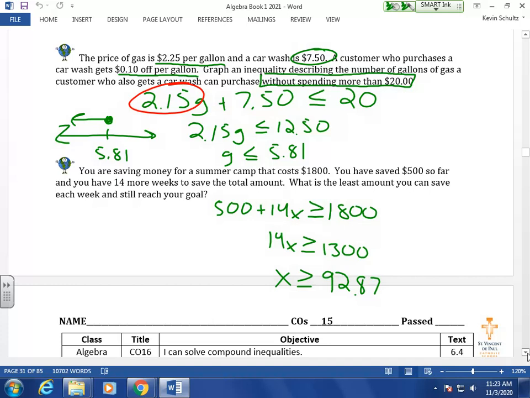Okay? You would round to the nearest hundredth here since it's money, and that's out of pennies. So if you round it up to $92.90, it's better to round to the hundredth when you're talking about pennies. So what this means is that if you save exactly that amount, that's the least amount you could save each week, you'll end up reaching your $1,800 goal. Of course, if you put more than that away, then that means that a week further on down the line, you wouldn't have to save quite as much. But the bare minimum will be $92.87.